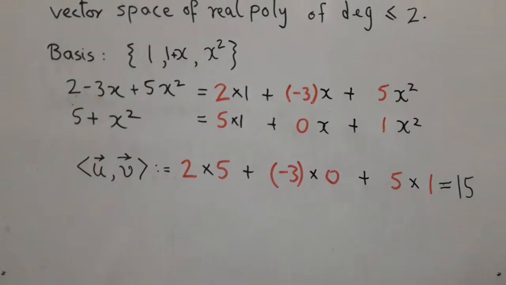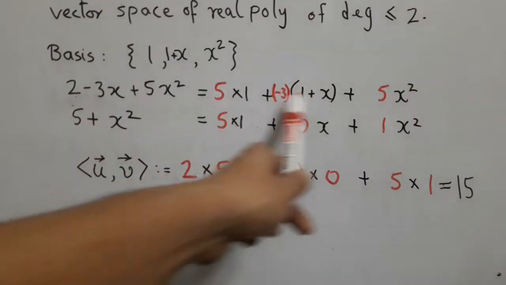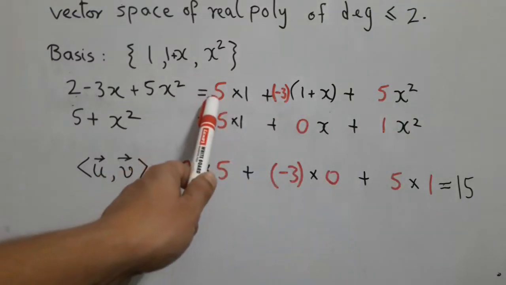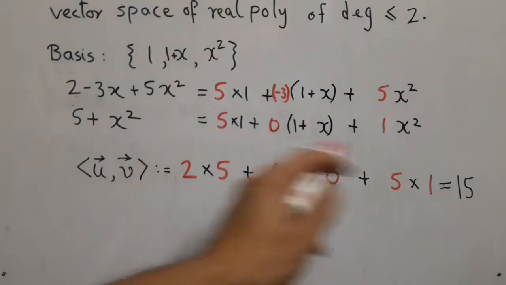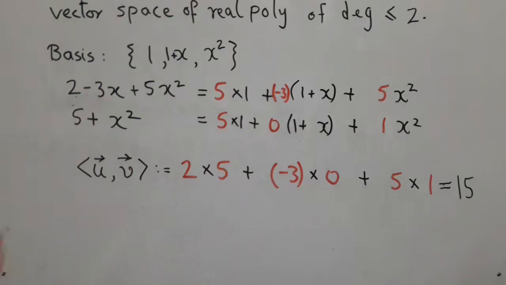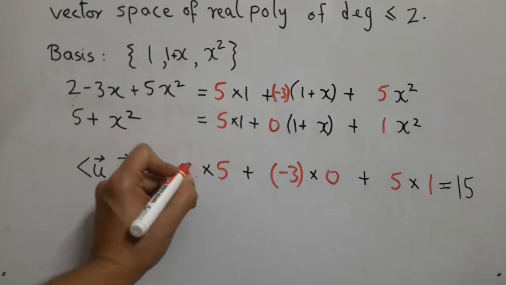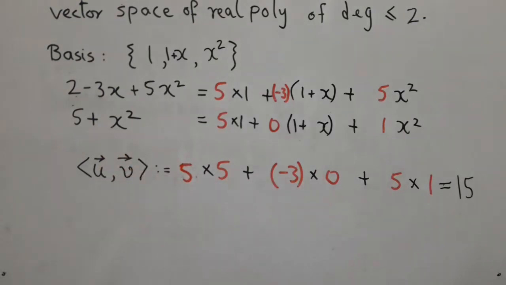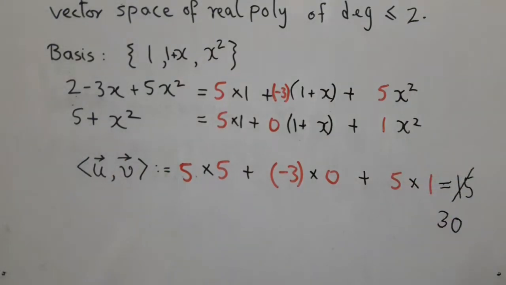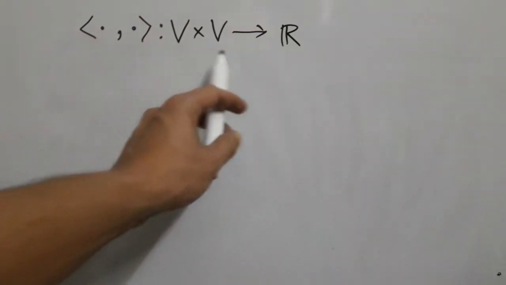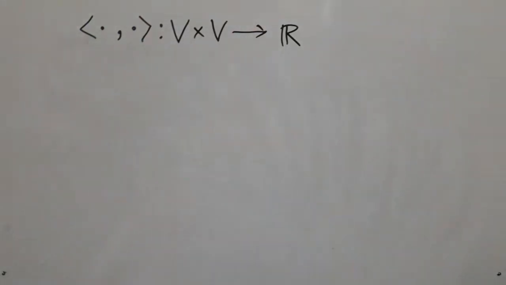Now, if I change the basis to 1, then 1 plus x and x squared, this inner product will change. Now the first polynomial will expand into this. So the coefficients are 5, minus 3 and 5. The second polynomial will expand to this: 5, 0 and 1. So now the inner product will be 5 times 5 plus minus 3 times 0 plus 5 times 1, which is 30. Thus, an inner product is basically a function that combines two vectors from V into a single real number.